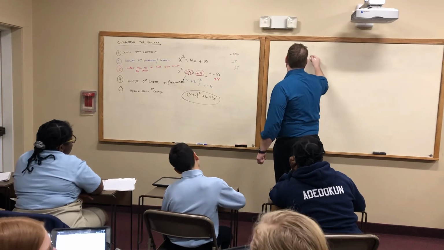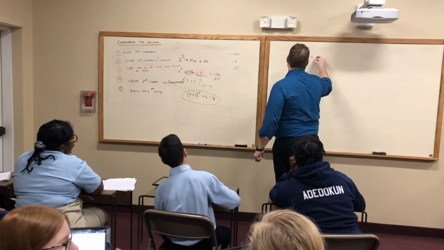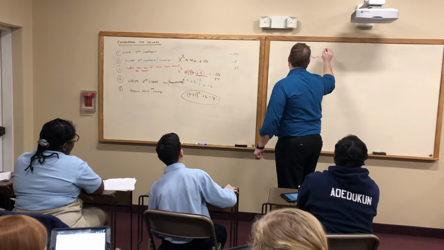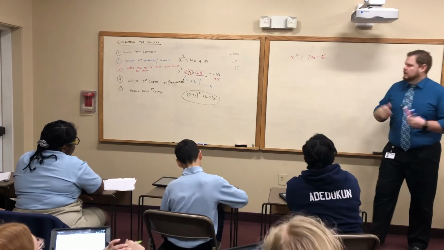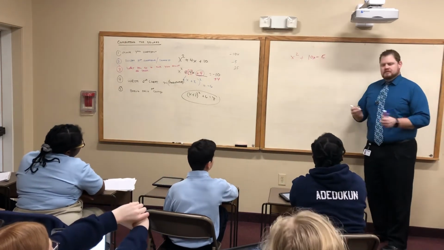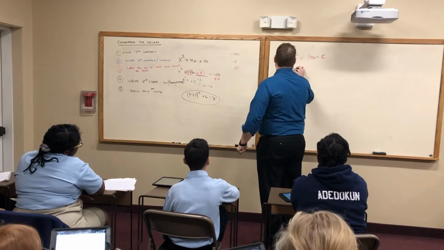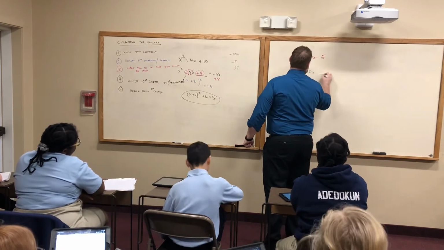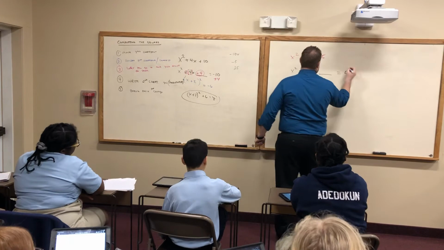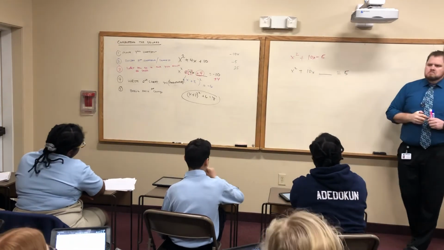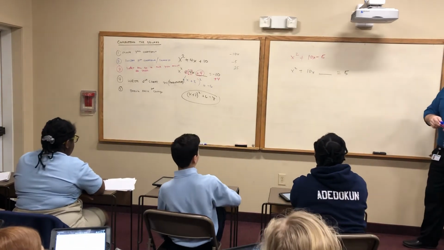Alright, x squared plus 10x minus 5. Alright, so here we go. First step. What's our first step? Move the third coefficient. x squared plus 10x, blank, equals 5. Alright? Everybody good so far? Yes. Okay? Now what? Just buy the second coefficient.